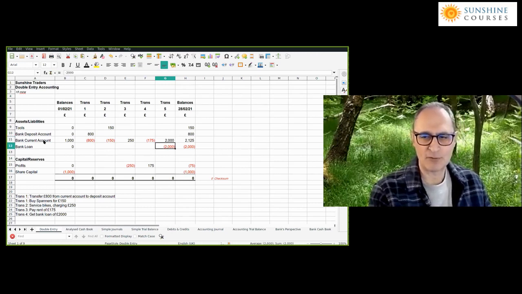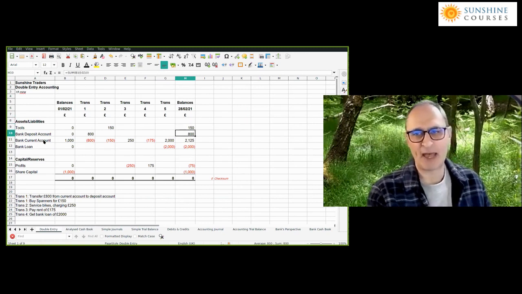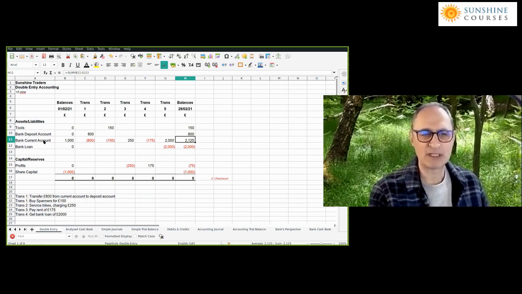The total of all the transactions goes back to zero. Very happy with all of that. And at the end of the period, I've got tools of £150, bank deposit of £800, current account of just over £2,000, which is lovely because I can go and do all sorts of stuff with that money, which I need to do. I owe the bank £2,000. At some stage, I'm going to have to repay them. But for the time being, this is what I need to finance my business.